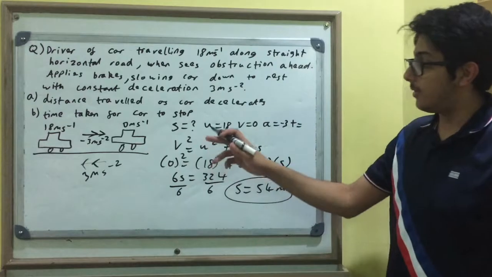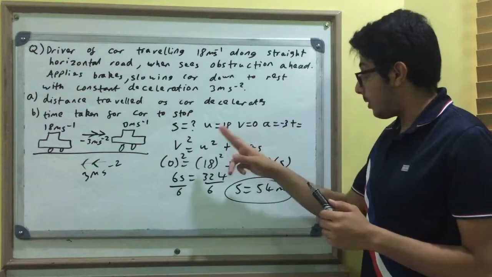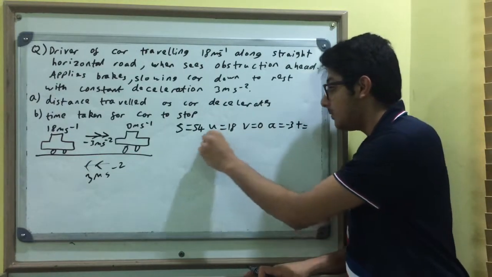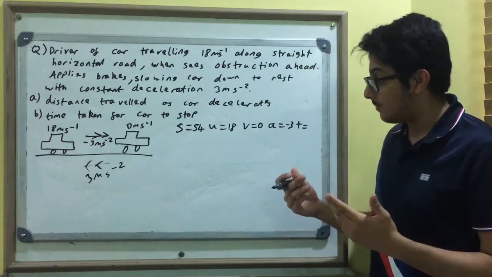Now the second thing I want you to find out is the time taken for the car to stop. So let's rewrite our SUVAT values. So now we have only one unknown. We can use any of these 4 values. Now we have a wider selection of equations to use.